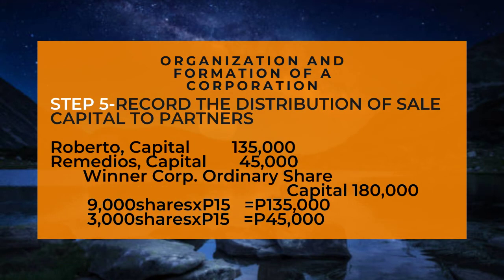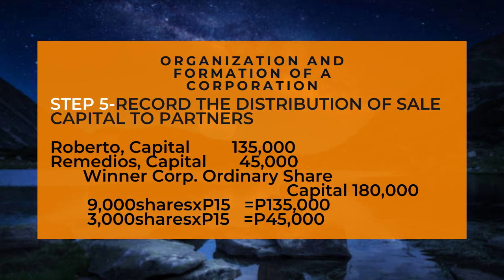Step number 5. Record the distribution of share capital to partners. Debit Roberto Capital for 135,000 pesos. Debit Remedios Capital for 45,000 pesos. Credit Winner Corporation Ordinary Share Capital for 180,000 pesos.